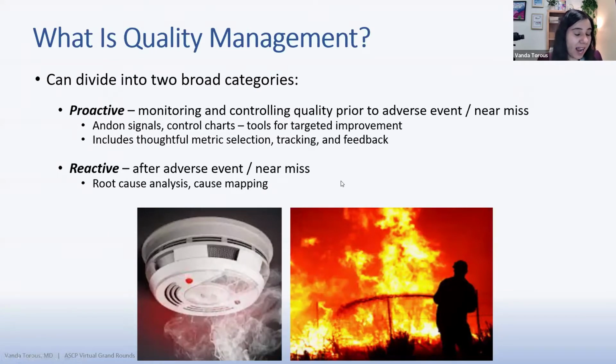We also have reactive tools as well. These are after an adverse event or near miss. So these include things like root cause analysis and cause mapping. So I'll discuss all of these through the course of this talk.